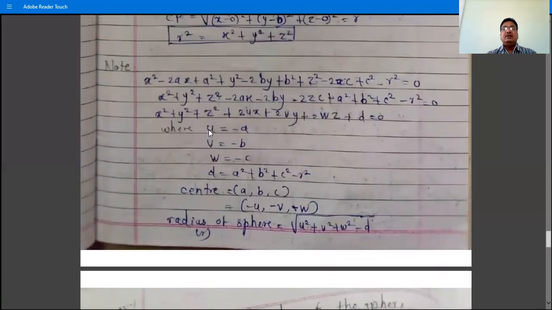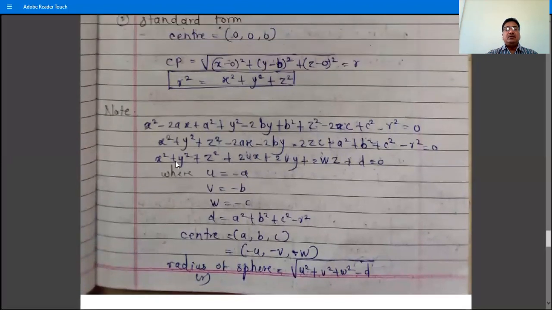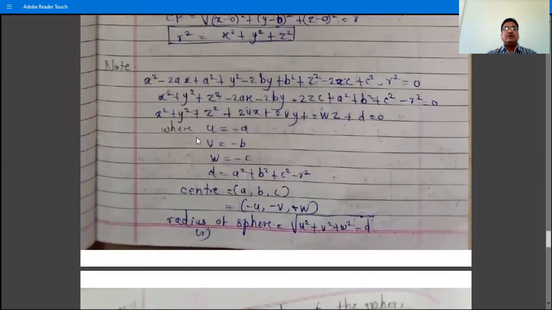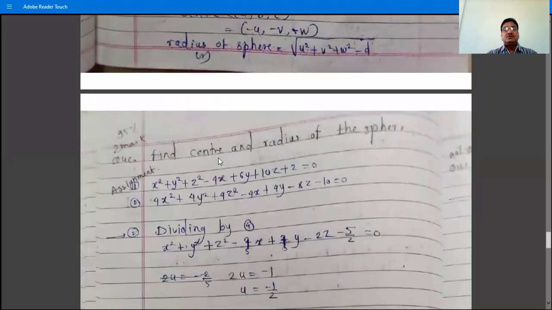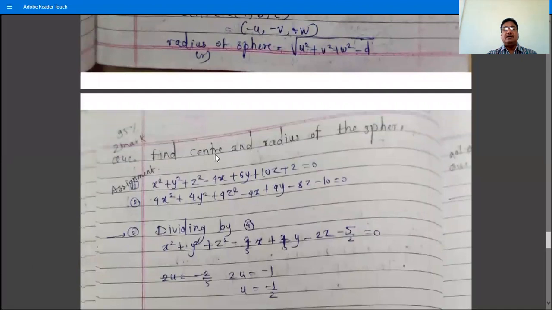And here, if you observe, the coefficients of x square, y square and z square are all one. So in the general equation of a sphere, the coefficients of x square, y square and z square are all equal, or equal to one. The next question is important, 95% probability, 2 marks: find the center and radius of the sphere.